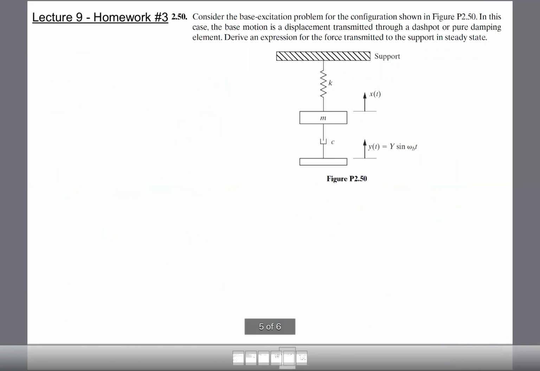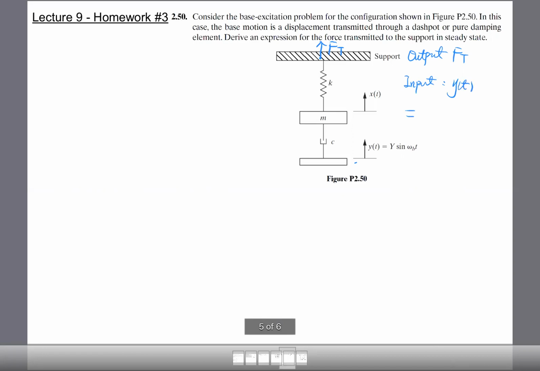Okay, I think this is actually a fun example. It's a weird system. It's a mass connected to a spring and a damper, but the other side of the damper is actually vibrating. So we want to derive how much force is transmitted from this base excitation to the support. That means your output is your force transmitted, and your input is the base excitation y.